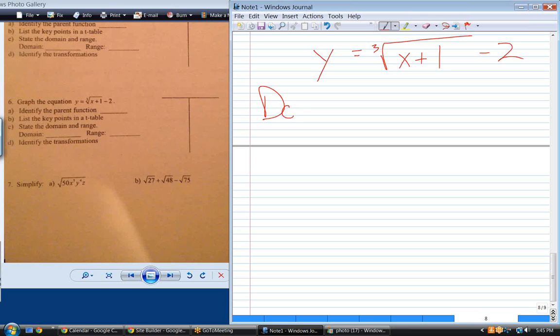What's the domain on this? It's going to be -1, brackets. Brackets correct, because it can be -1. And that. As x grows to infinity, what happens to y? I'm sorry, that's not the right question. Can x grow to infinity? Yeah. That's the domain.